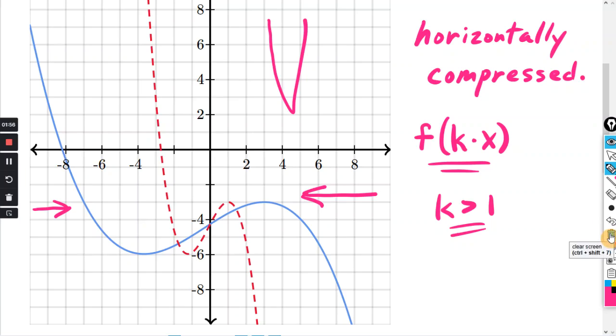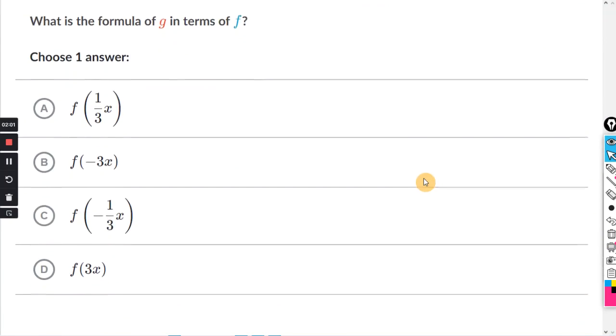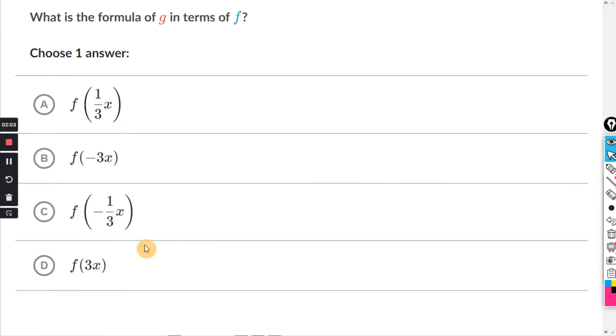So let's take a look at our options. The only one where k is greater than 1 is answer D. The other one's a fraction, and these two are negatives.